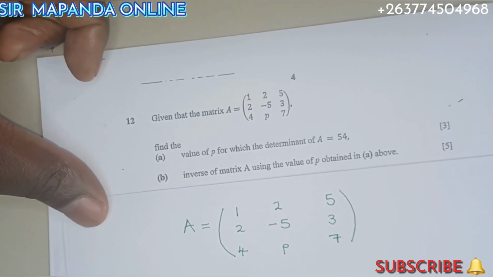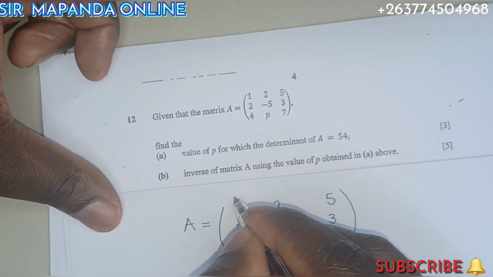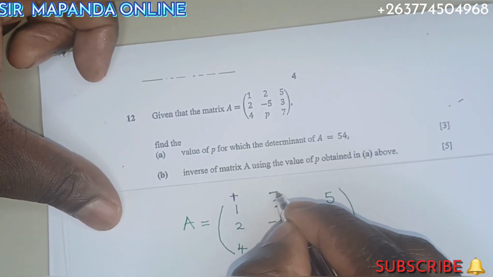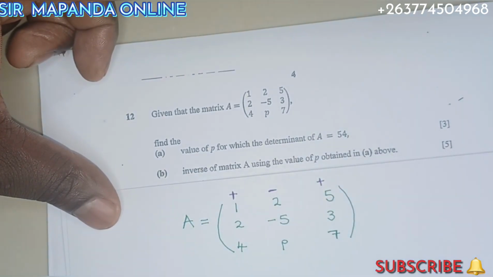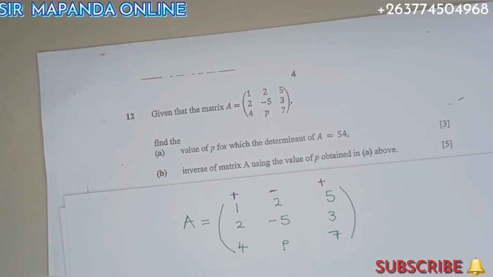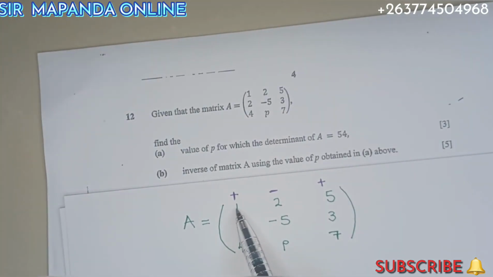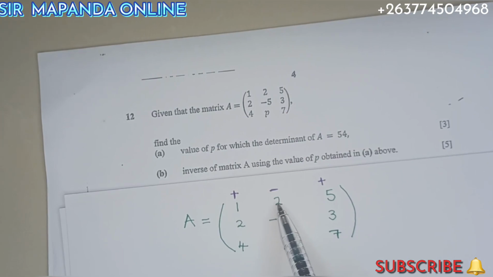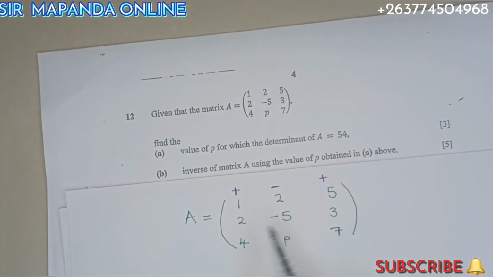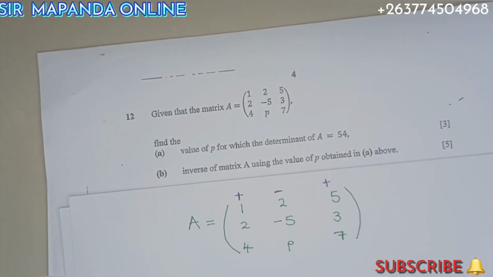For you to find the determinant, the first thing to do is you put a plus, a minus, then a plus. A plus on the first column, a minus on the second column, and a plus on the third column. I hope you are following. So this one is going to be treated as plus 1, this 2 is going to be treated as minus 2, and this 5 is going to be treated as plus 5. But other numbers are going to remain the same. I hope you are following. So in simple terms, the signs are going to affect the top row.